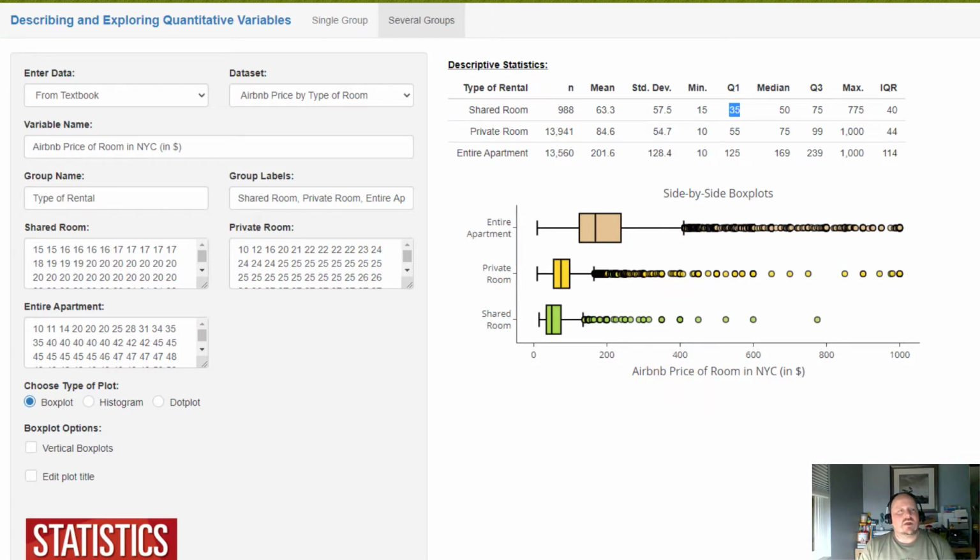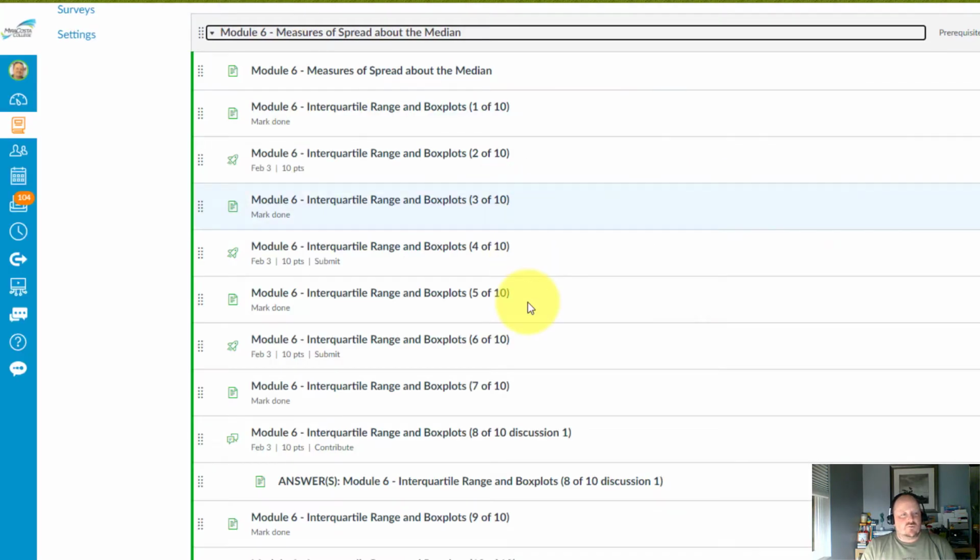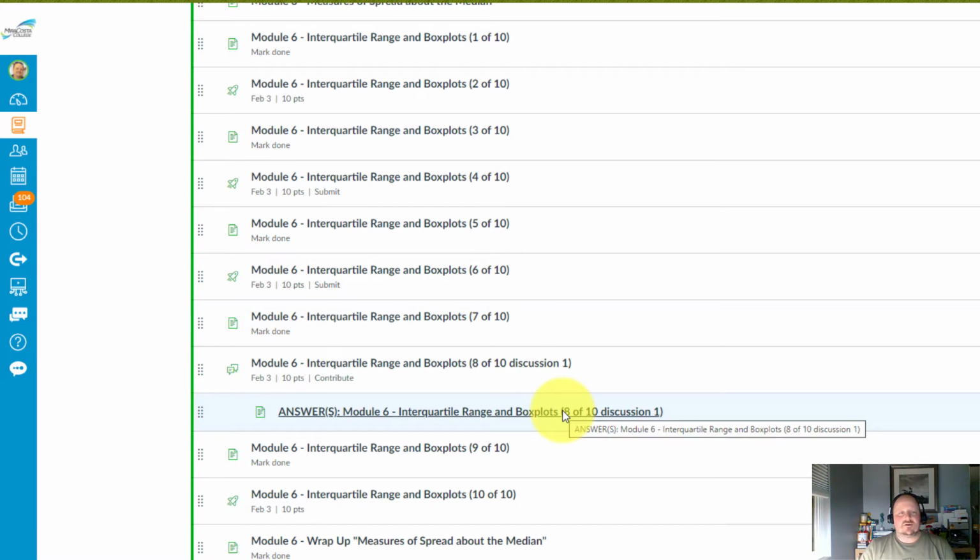All right. So in terms of where we're at, interquartile range and box plots, being able to interpret that is a pretty important piece of the course. Hopefully that gives you a little bit more depth on what we're looking at in this module. All right, off you go.